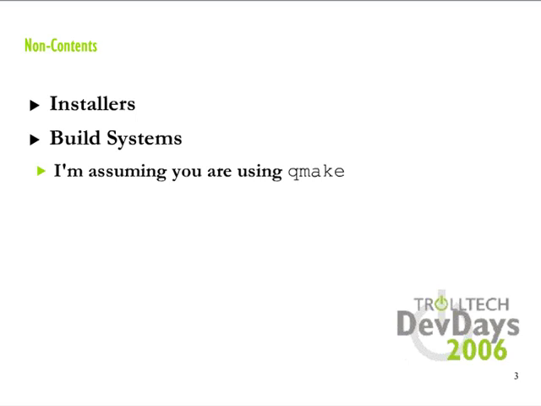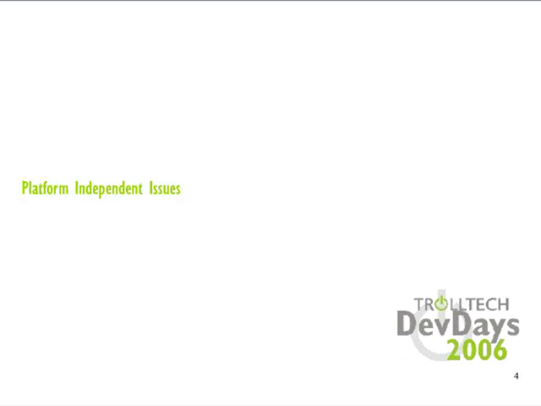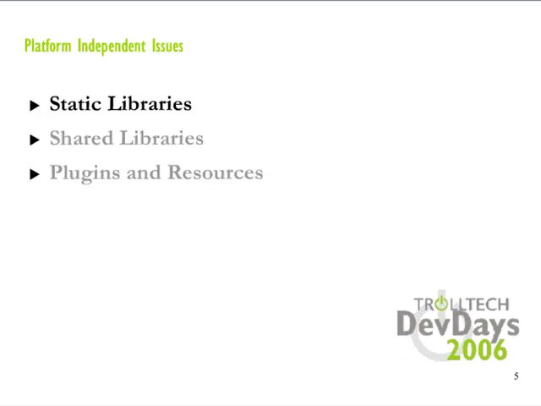Let's see. First we're going to, can you read this? Okay, first we talk about platform-independent issues. And under the platform-independent issues, I listed 3 points. First, you have to decide whether you want to have a static library or a shared library. I'm going to talk a little bit about the differences, about the advantages, about the disadvantages of using static or shared libraries, and we're going to look at plugins and resources, which are usually these tiny little things you usually forget to deploy, and then on your customer machine nothing works.